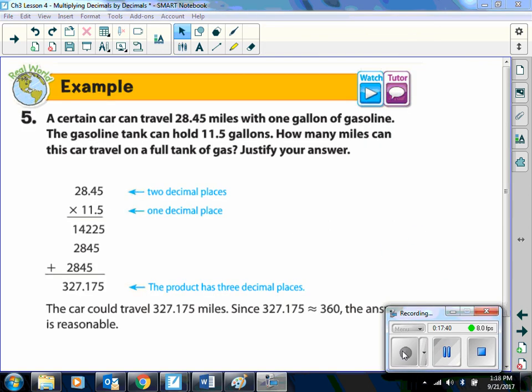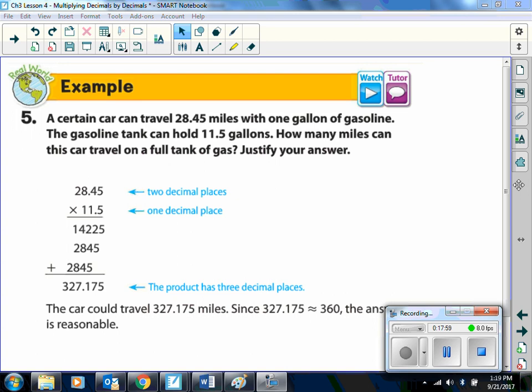All right, example 5 says a certain car can travel 28.45 miles with 1 gallon of gasoline. The gasoline tank can hold 11.5 gallons. How many miles can this car travel on a full tank of gas? And we want to justify our answer.